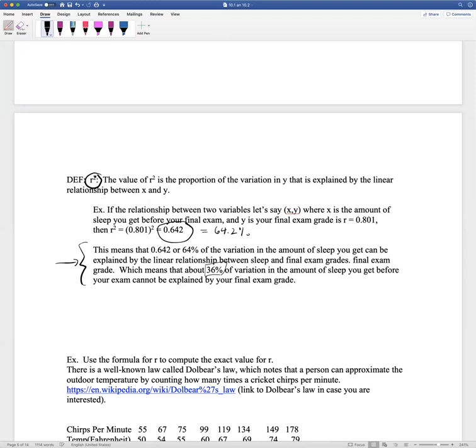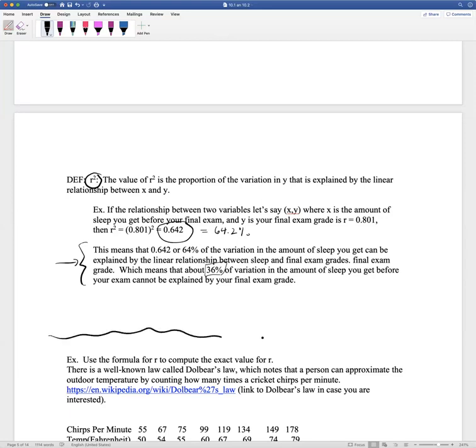So anytime you hear R squared, literally what you're doing is taking Pearson's correlation coefficient and multiplying it by itself. And that will tell you the proportion of variation in Y that's explained by the linear relationship between X and Y, where X and Y are your coordinates, whatever coordinate values you're working with.